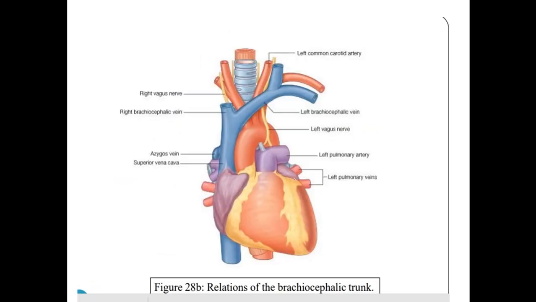Okay. Now this picture is very, very important. We have to bear in mind the relation of the major vessels when they take origin from the heart. We have here the ascending aorta, the superior vena cava, and the pulmonary trunk. So in the middle we have the aorta, to the right we have the superior vena cava, and to the left we have the pulmonary trunk. We have to bear this in mind.